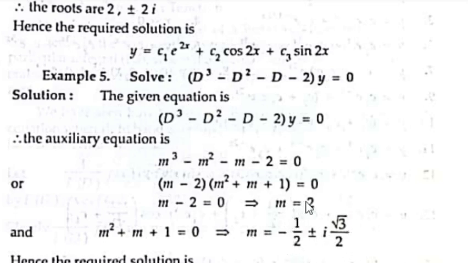Now see here, both the real part and the imaginary part are present. So alpha is −1/2 and beta is √3/2, correct? Hence the required solution is y = c1 e^(2x) for the root 2, plus, since this is a complex root with both alpha and beta present, e^(αx) with α = −1/2, that is e^(−x/2) [c2 cos(√3/2 x) + c3 sin(√3/2 x)].